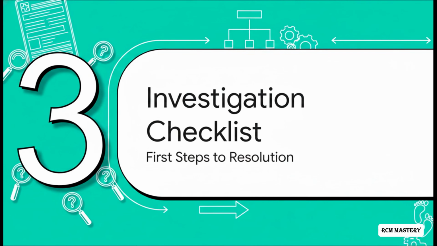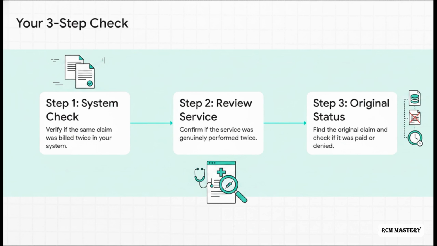So how do you figure out which one you're dealing with? Well, you have to do a little bit of detective work. Let's walk through the action plan. These are the first steps you need to take to get to the bottom of that denial. This 3-step check is your starting point every single time. First, just check your own billing system. Do you actually see two identical submissions? Easy enough. Second, go look at the patient's charges and the clinical notes. Was this service really performed twice? And third, hunt down that original claim. What happened to it? Is it paid? Is it denied for another reason? Or is it still pending? The answers you find here are going to tell you exactly what to do next.